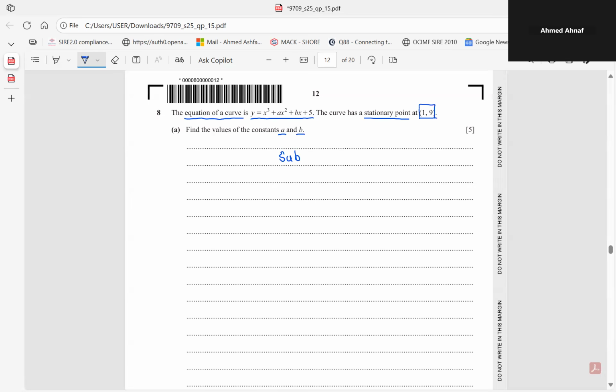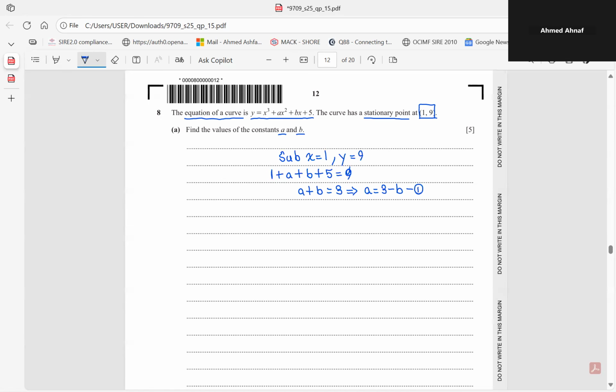So first we're going to sub x equals to 1 and y equals to 9. So this would just be 1 cubed, which is 1, plus a times 1 squared, which is a, plus b times 1, which is b, plus 5 equals to 9. Okay, and then this would be just a plus b equals to 3. And this would be a equals to 3 minus b. So this is our first equation.